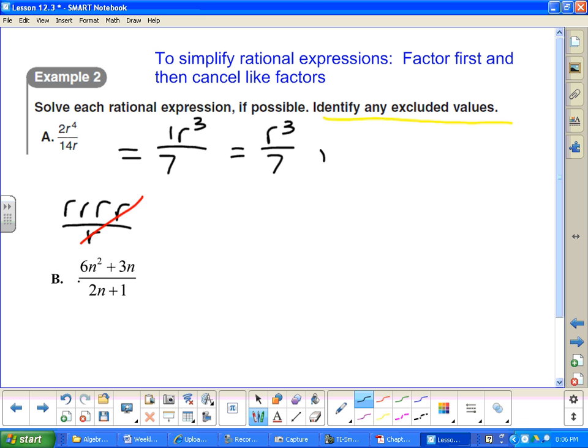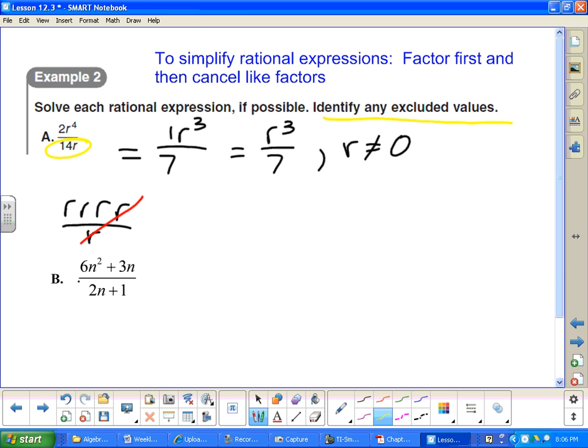And when I identify the excluded values, I'm going to say that r, sorry, it's not x, we're using r for our variable, cannot equal 0 because that would make the denominator equal to 0. I go back to the 14r and ask what makes that equal to 0. It is 0, because 14 times 0 is 0.